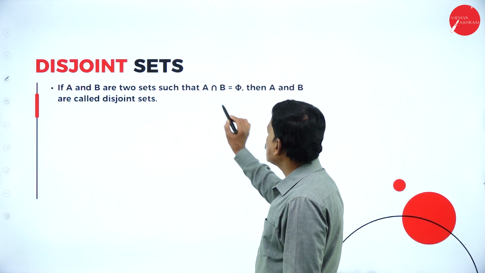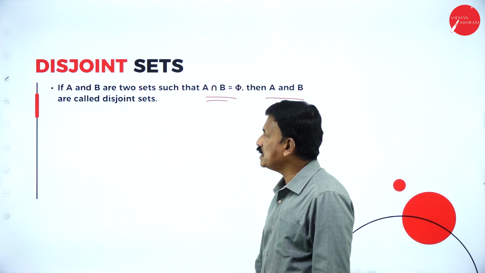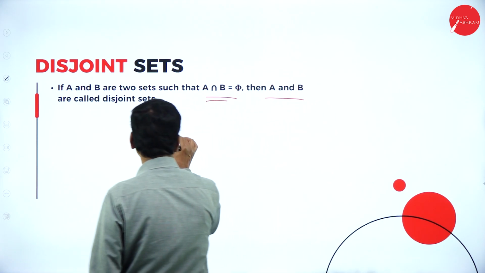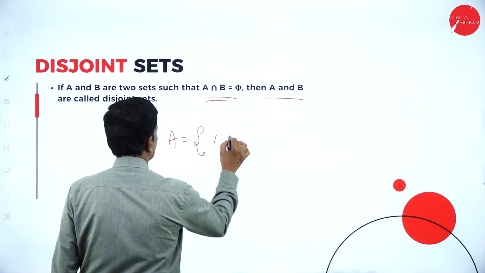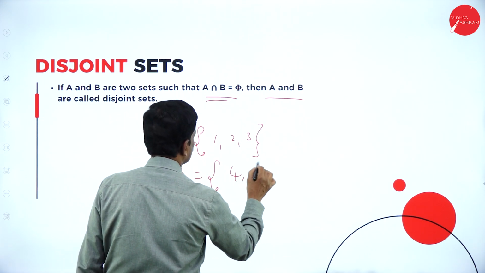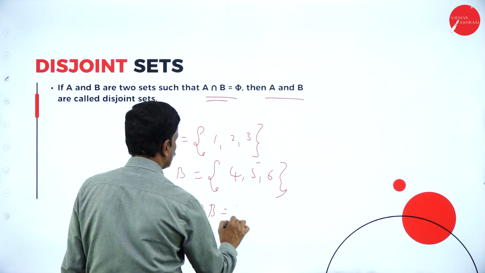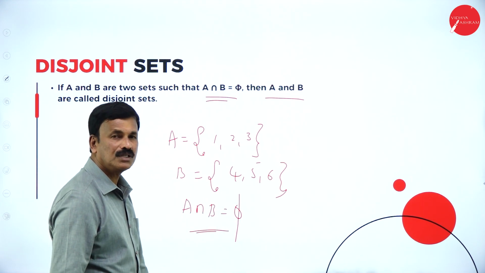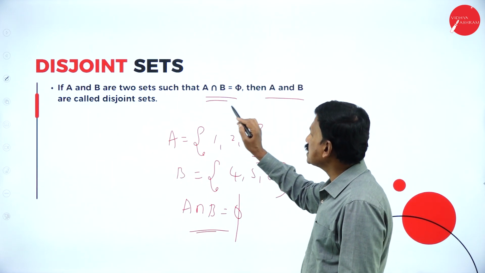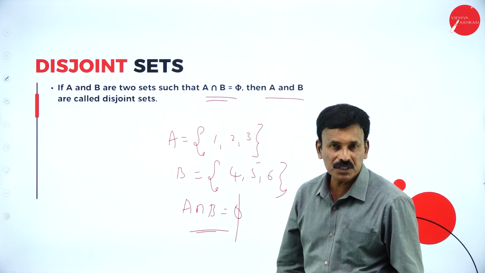If A and B are two sets such that the intersection of the two sets is a null set, then A and B are said to be disjoint sets. Let us take for example, if A is equal to {1, 2, 3} and B is equal to {4, 5, 6}, then no element is common here. The intersection is a null set, therefore A and B are disjoint sets.